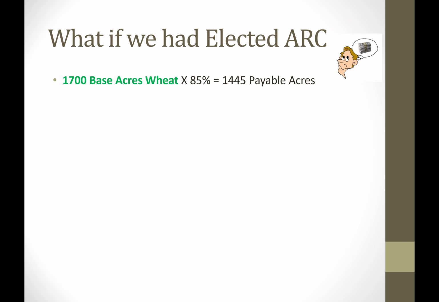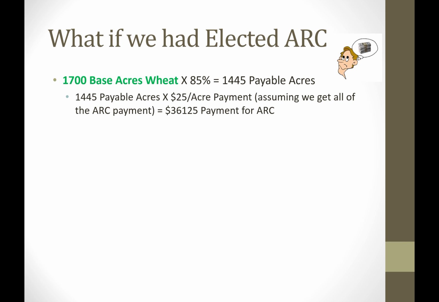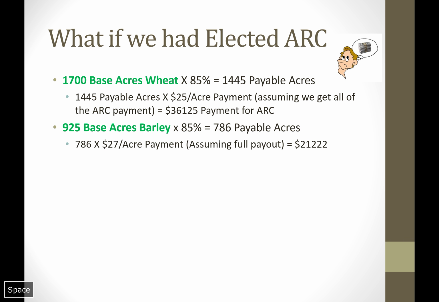What if we'd elected ARC? To me, since ARC had such a high starting base price because it uses a 5-year Olympic average for that, I think there's a reasonable expectation that ARC's going to pay out 100%, at least in Toole County, because our yields were pretty poor as well. So we're going to say that we got all of our ARC payment had we been on that side of the program. We would have got about $36,000 on the wheat, or $25 an acre.